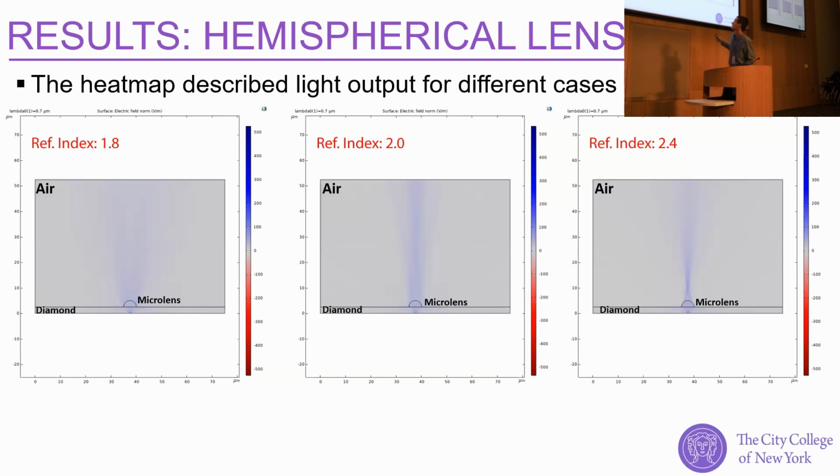However, the last one is not really real because here we have refractive index of 2.4, which is the refractive index of a diamond, and we won't make our lens of a diamond because it is very expensive.